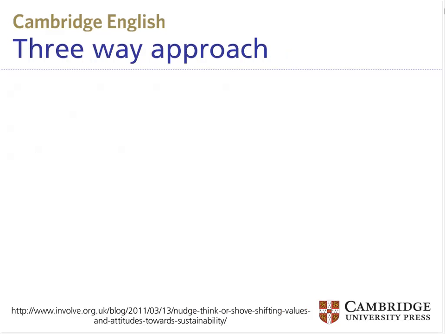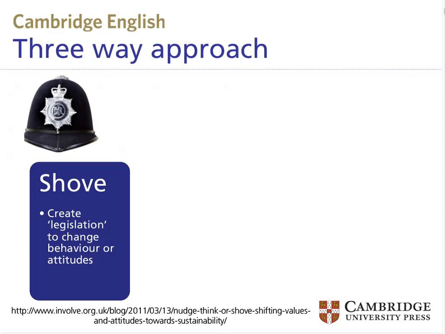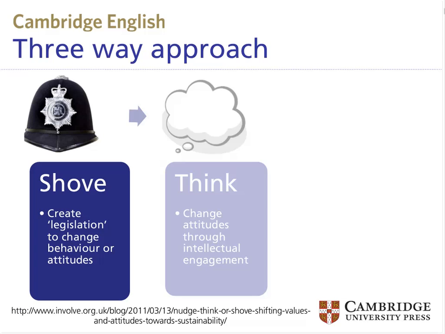So the first of the three-way approach branches is shove. So we had nudge, which is a very gentle push, and shove, which is a much more violent push. So in this case, we're talking about legislation. In terms of the environmental situation, they were looking at creating laws that would change attitudes or behavior. So for example, you must recycle. It is now illegal not to recycle, for example. So that's the idea behind the shove, the legislation approach.